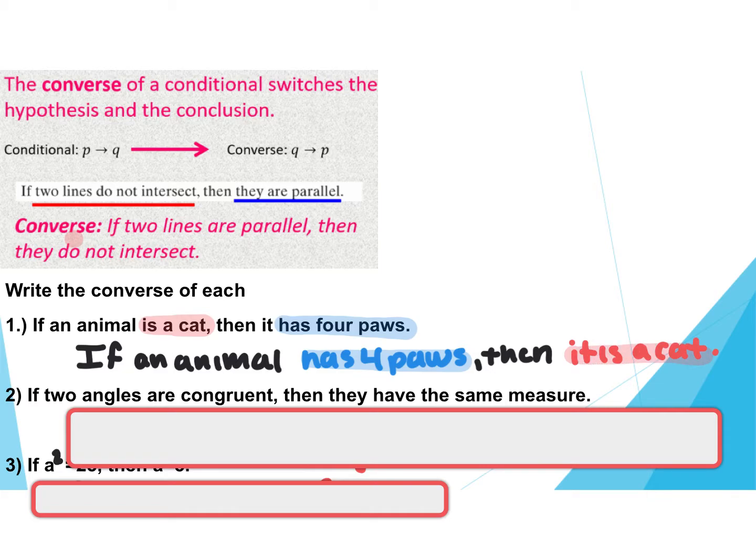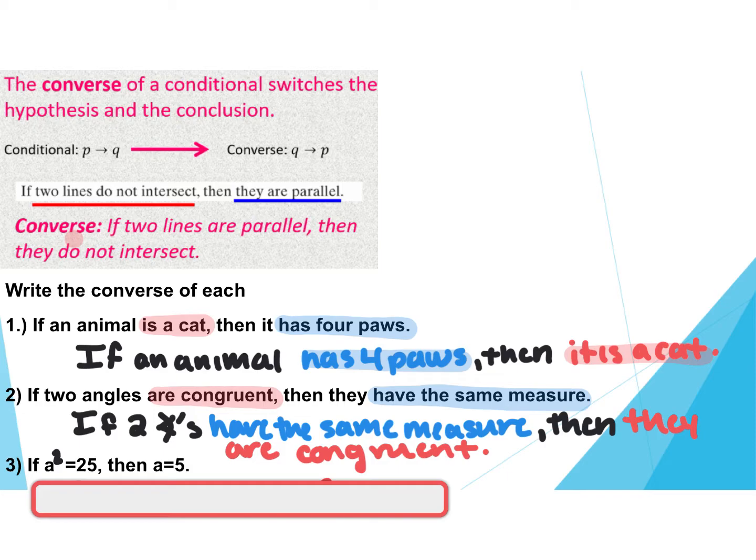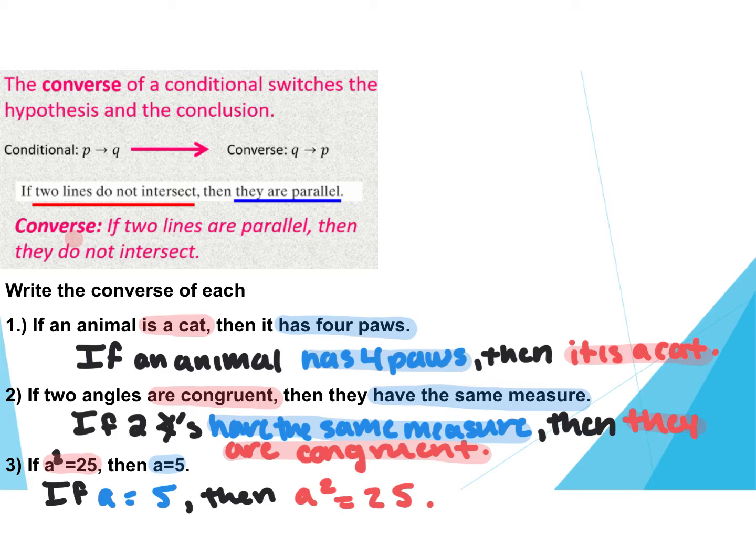For the next one, the original statement says if two angles are congruent, then they have the same measure. So for the converse, I switch the order. So if two angles have the same measure, then they are congruent. And lastly, it says if a squared equals 25, then a equals 5. So the converse would state that if a equals 5, then a squared equals 25.